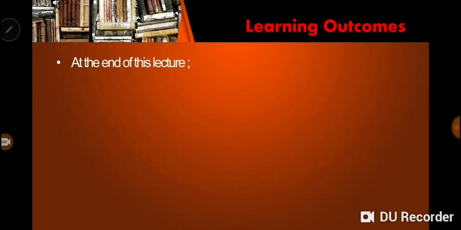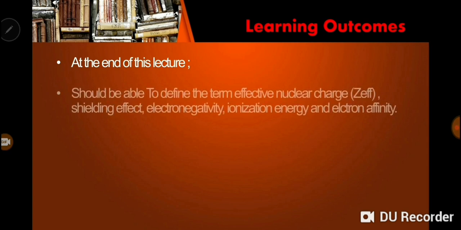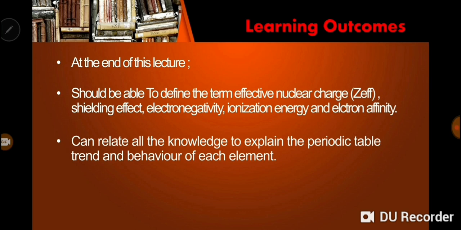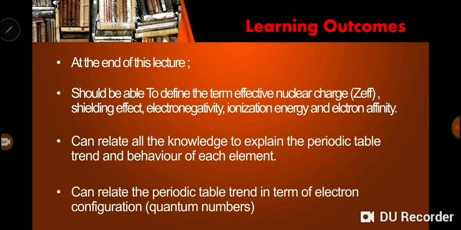At the end of the lecture, you should be able to define the terms effective nuclear charge, shielding effect, electronegativity, ionization energy, and electron affinity. Then you can relate all the knowledge to explain the periodic table trend and behavior for each element, and relate the predictable trend in terms of electron configuration and quantum numbers.